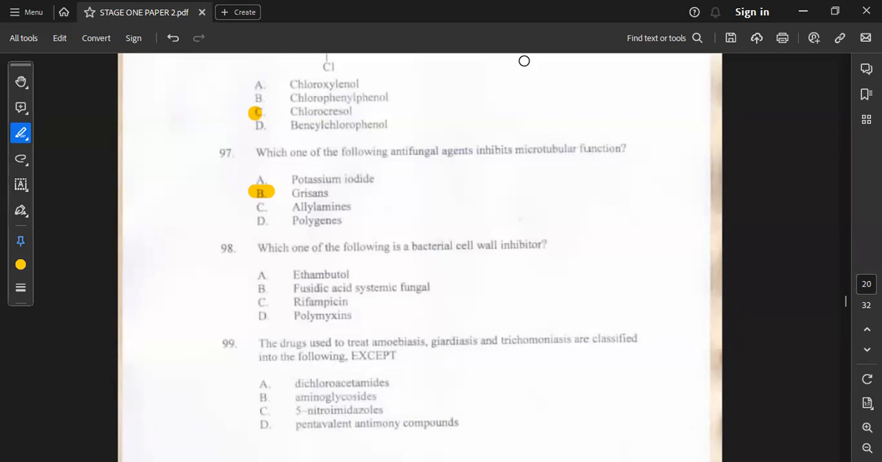Okay, polyenes. The mechanism of action of polyenes is they interact with the sterols in the cell membrane, the ergosterols in fungi. They react with that, and then they form a channel through the membrane that leads to the leakage of intracellular components. So they are fungicidal. And amphotericin B is an example.